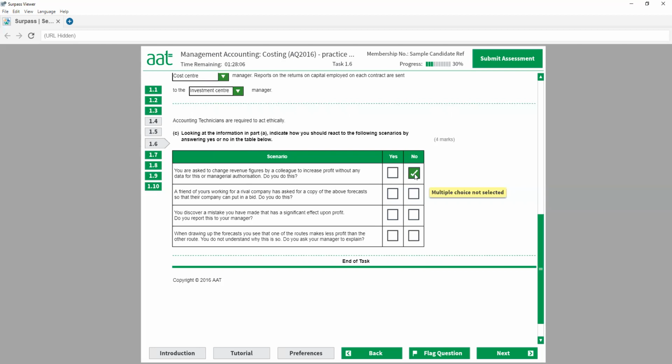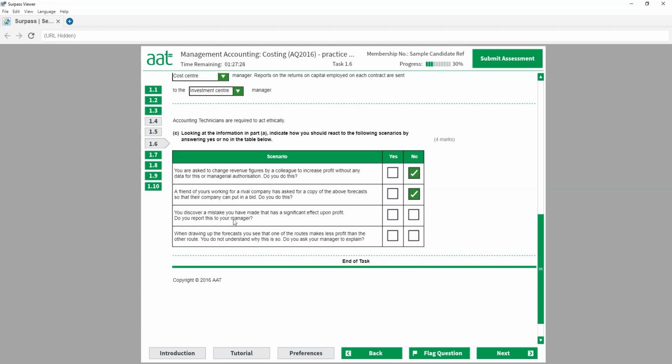The answer is no. If any of my colleagues ask me to change the profit figure without any data or without asking the manager or the senior person, I'm not going to do it. A friend of yours working for a rival company, meaning a competitive company in the same industry, has asked you for a copy of the above forecast so that their company can put in a bid. Do you do this? The answer is no. We do not share confidential information. So if I work in a company, because I have access to confidential information, I do not share it with another company.